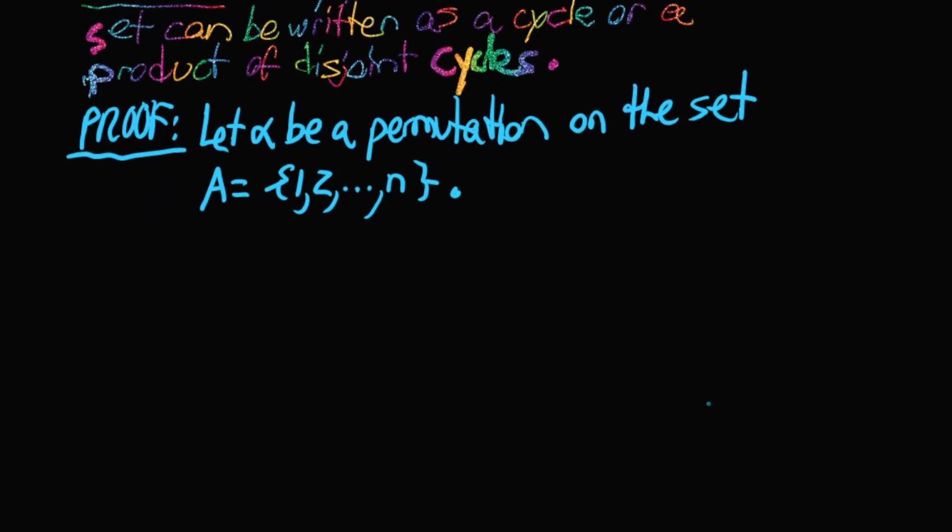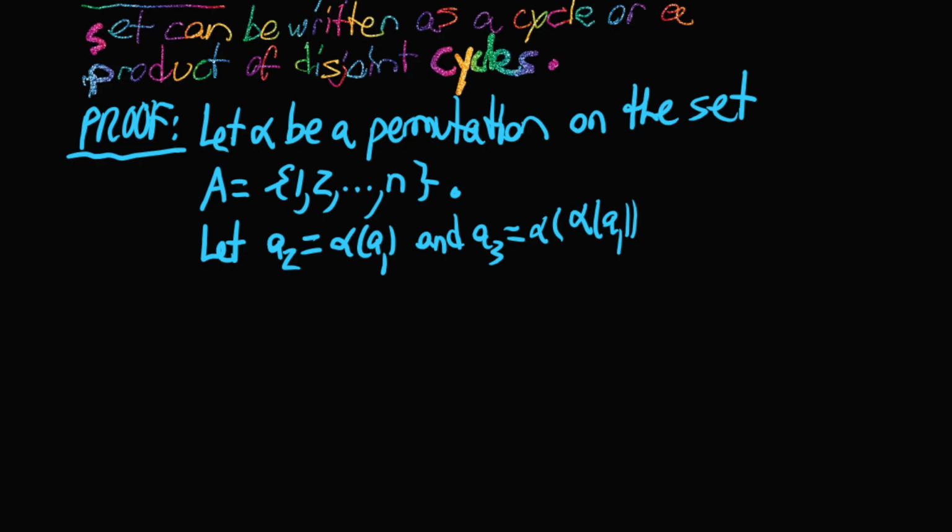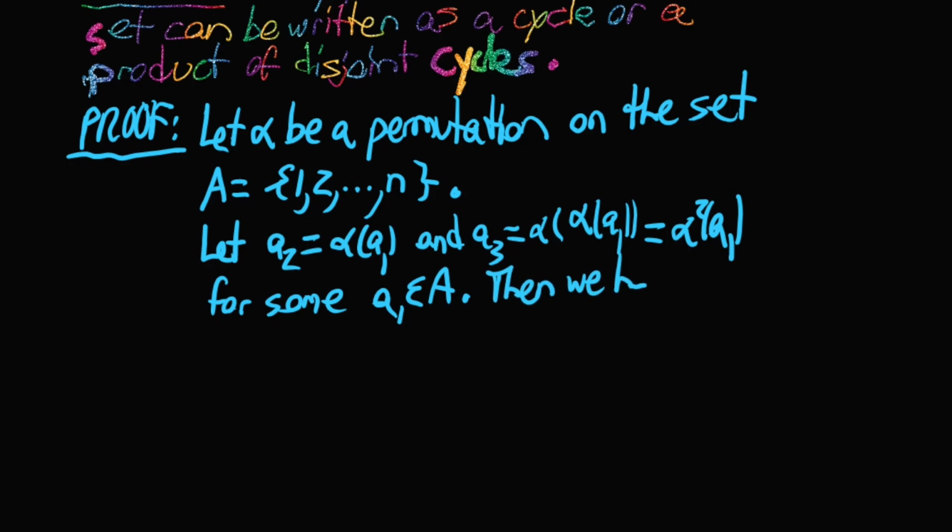So now let A2 equal the permutation alpha of A1, and A3 equals alpha of A2, which equals alpha squared of A1, for some A1 in A. Then we have A1 equals alpha m of A1 for some natural number m.